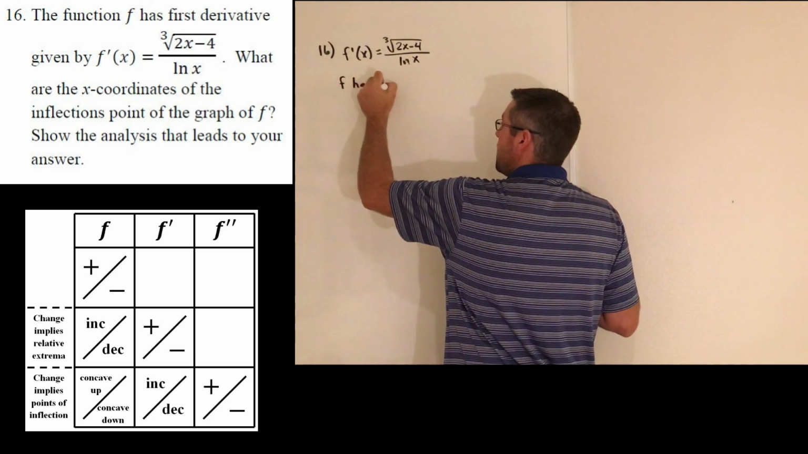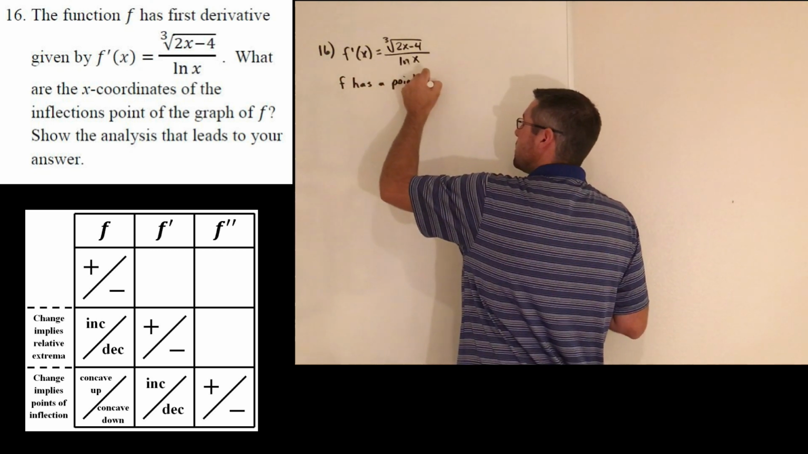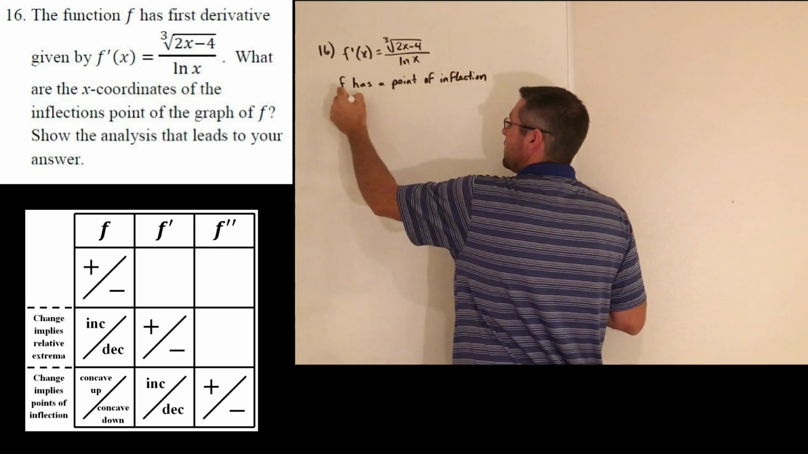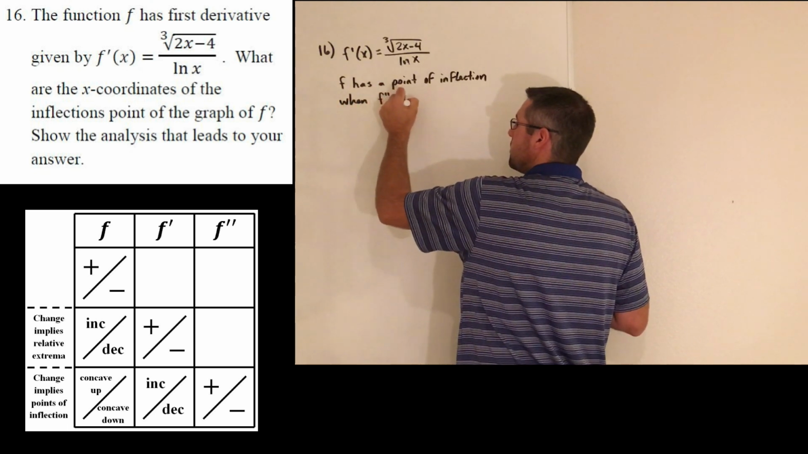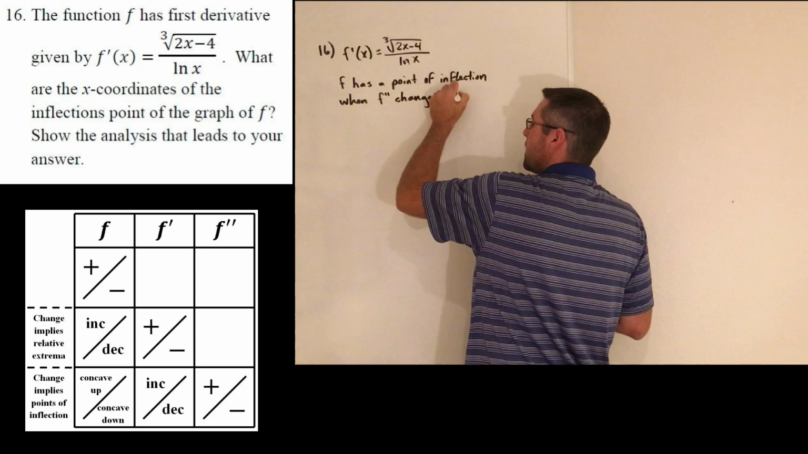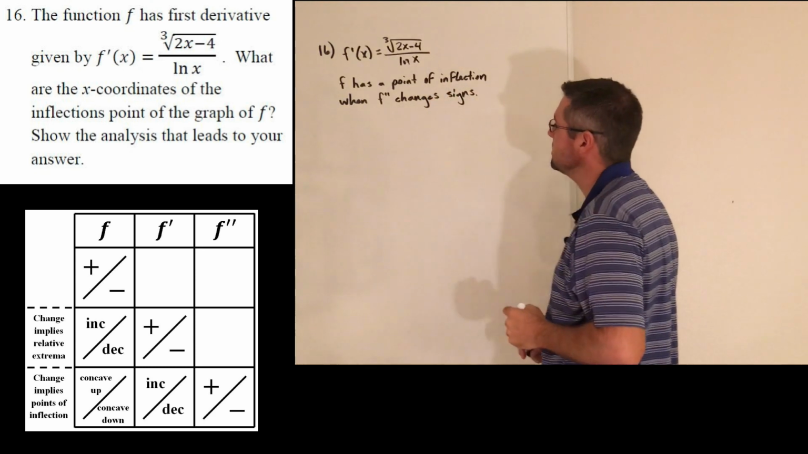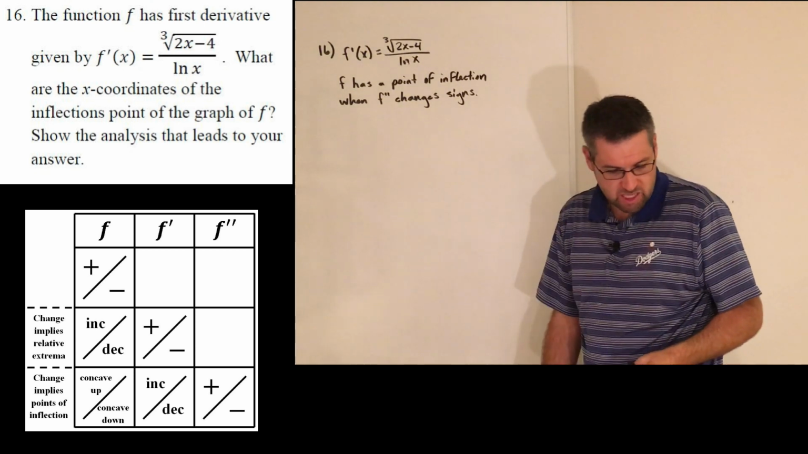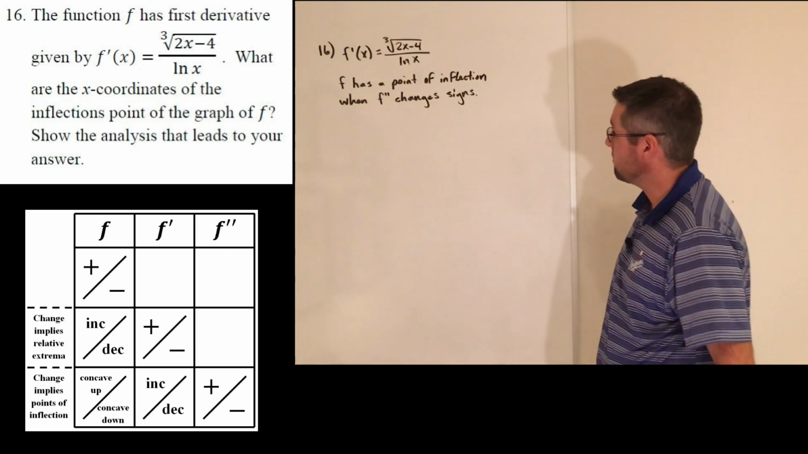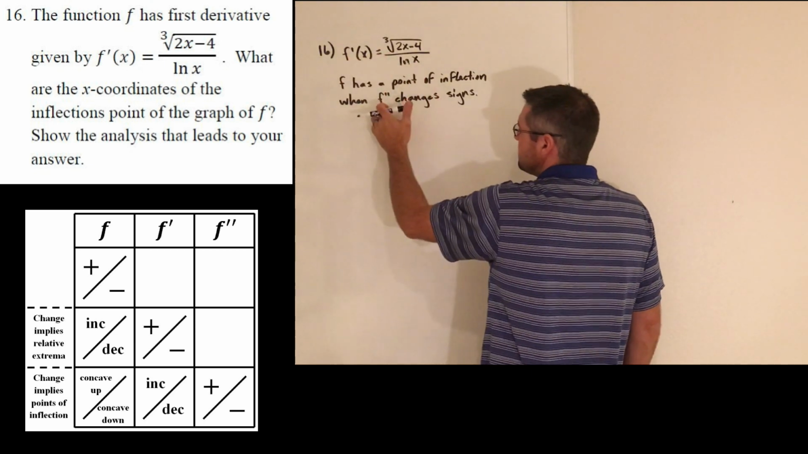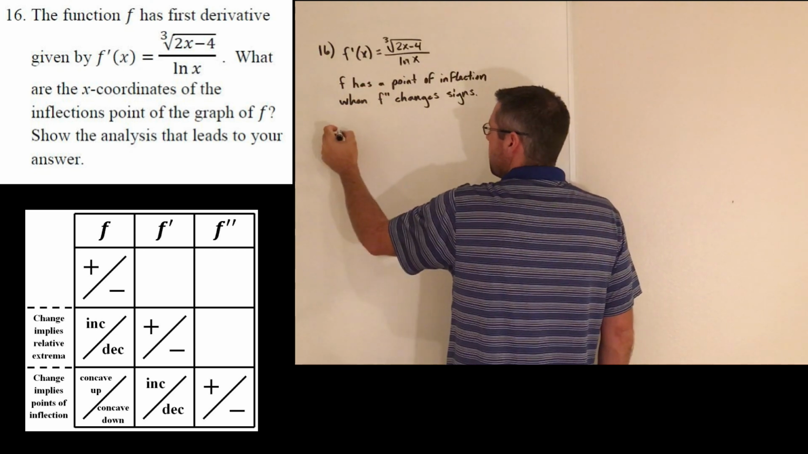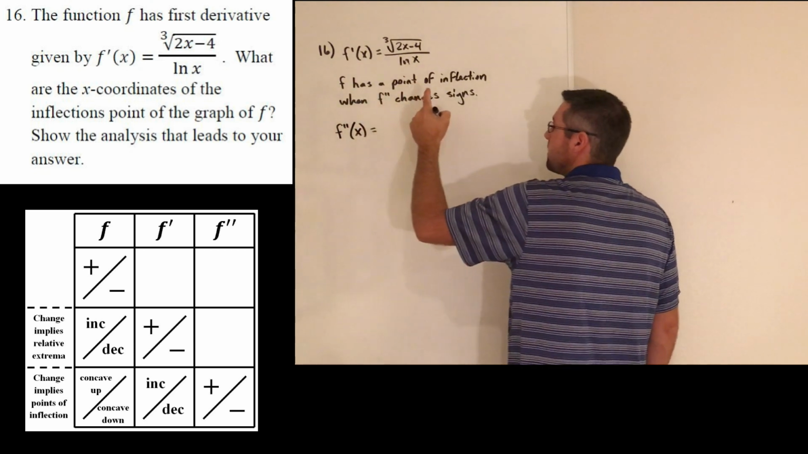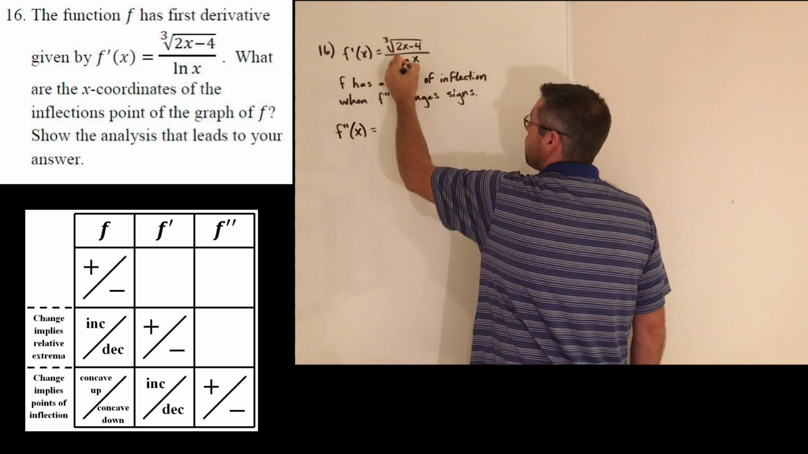F has a point of inflection when f double prime changes signs. So right there, that's earning us a point, because that's telling the reader that we know what we're looking for. Now from here, we're going to have to take the second derivative. Since we're given f prime, we only have to take the one derivative of this, but it is a gross one. So to find the second derivative, given the first derivative, here we have to apply the quotient rule.